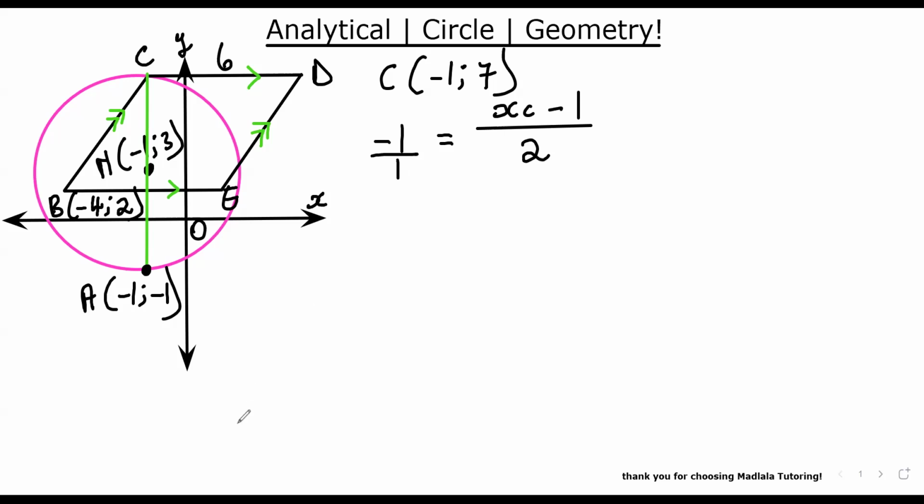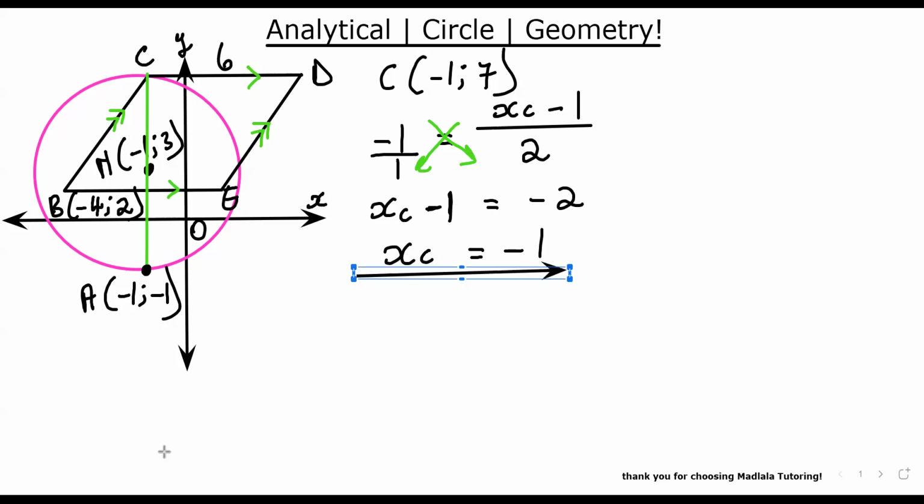And then we say, in order to solve for x, we are simply going to cross multiply. So we get x value at C minus 1, which is equal to -2. And we take this one to the right-hand side. So it becomes positive. And -2 plus 1 is -1. Do you see that?